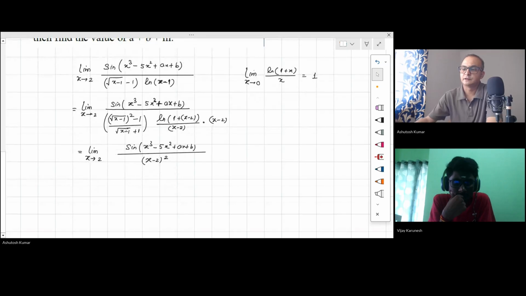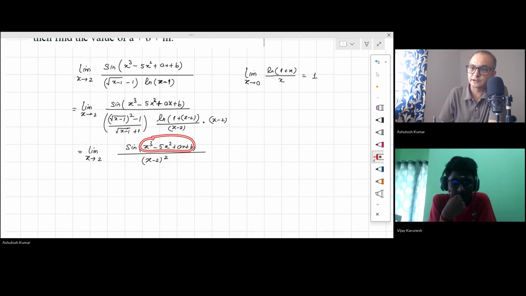Since the sine is approaching towards 0 when x approaches 2, its angle is approaching towards 0 when x approaches 2. So we can simply approximate sin x as x. It means I can approximate sine with this. Yes, and also on top of it, 2 is a factor, meaning x minus 2 is a factor of this, we can assume.